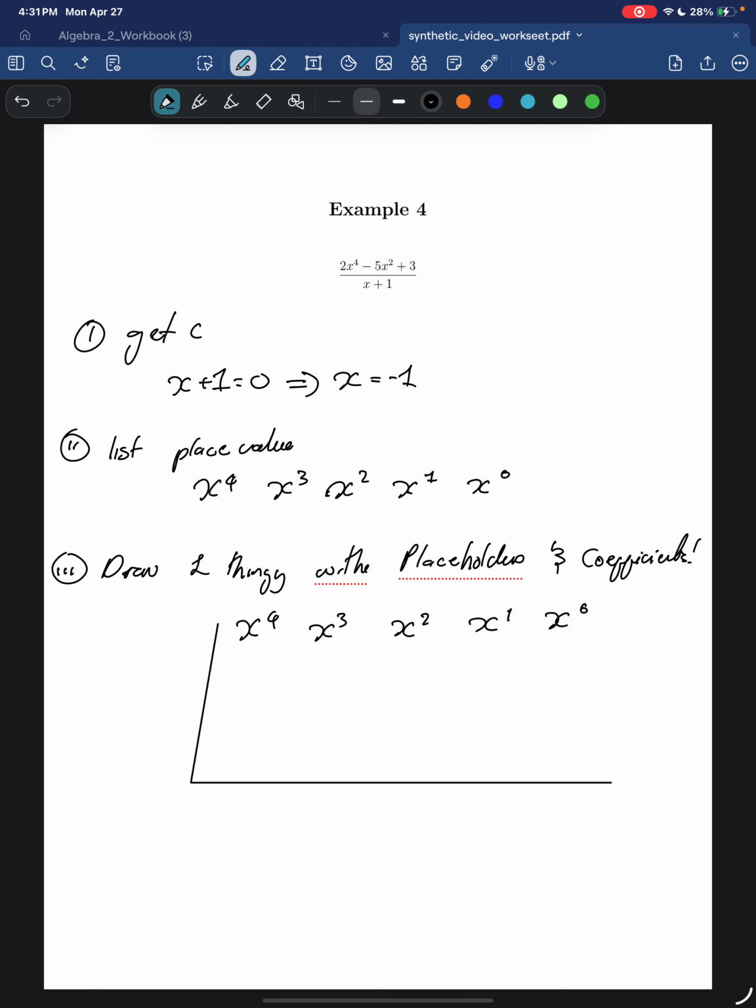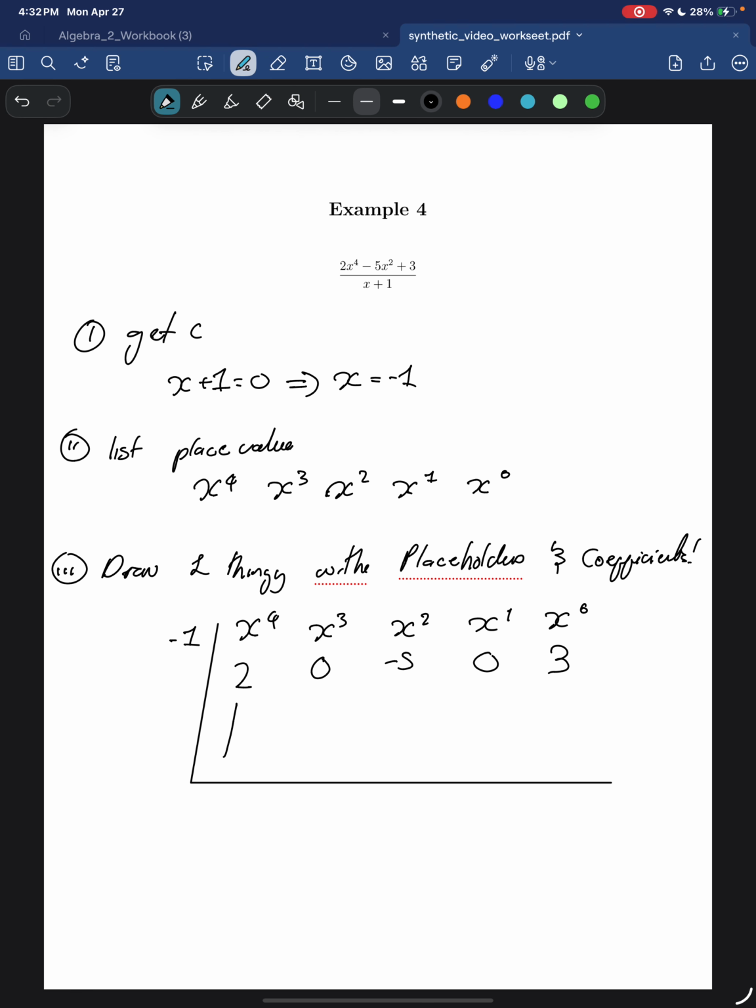And remember, this is something I'm not figuring out. It's something you just have to do all the time. What's our value of C? Minus 1, right? So then now I list my coefficients. What's the coefficient in front of x to the power of 4? That's 2. The coefficient in front of x to the power of 3, 0. The coefficient in front of x to the power of 2 is minus 5. There's no x to the power of 1, so it's 0. The coefficient in front of x to the power of 0 is 3, right? So, yeah, we have our equation set up.